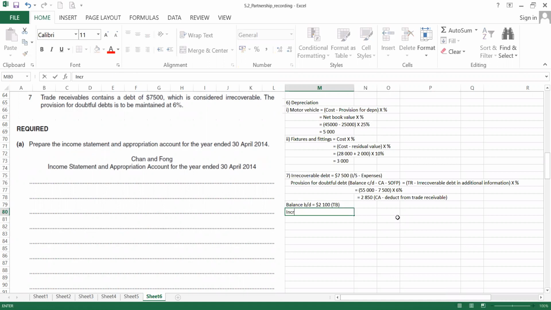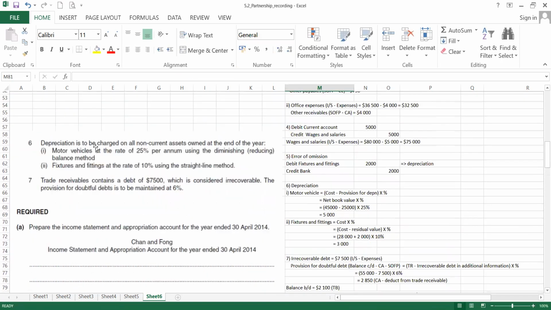So to find the amount to be recognized in the income statement, we have to calculate the increase in the provision for doubtful debt, which is 2,850 minus 2,100, which is 750. So this is the amount that we should recognize. This is the amount we recognize in the income statement as expenses. So take notes, because most of the students always get confused about this.